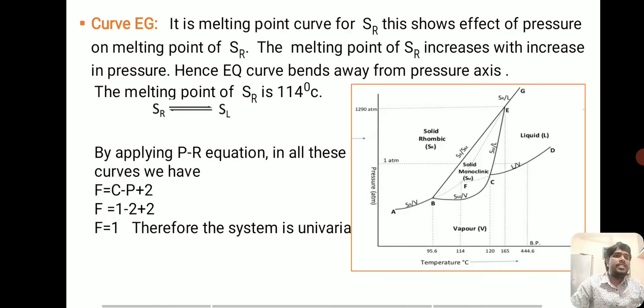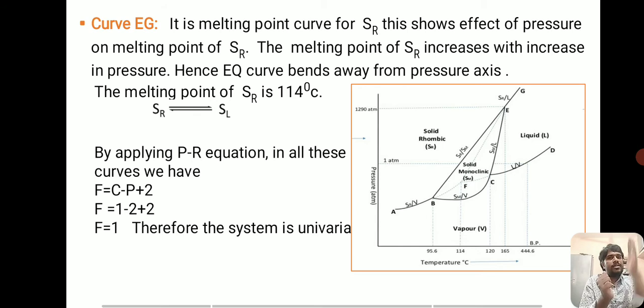Coming to the curve EG. Curve EG, which is at the top, represents the melting point curve of SR, that is rhombic sulfur. This curve shows the effect of pressure on the melting point of rhombic sulfur. The melting point of rhombic sulfur here increases with increase in pressure.